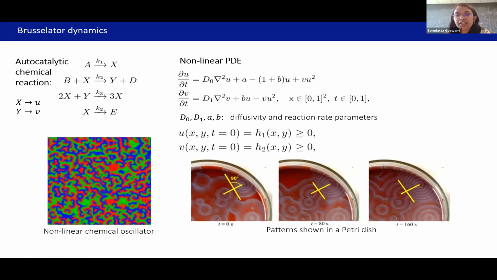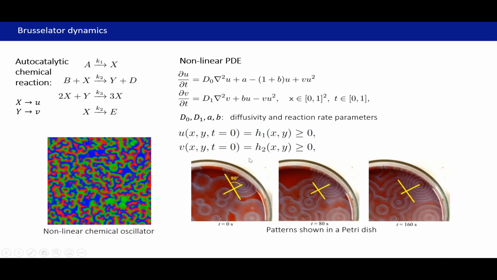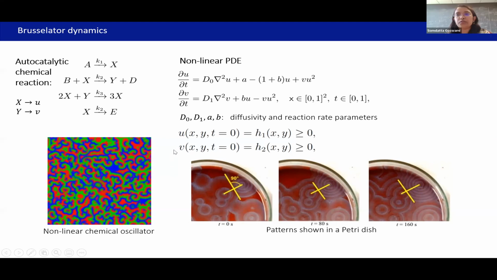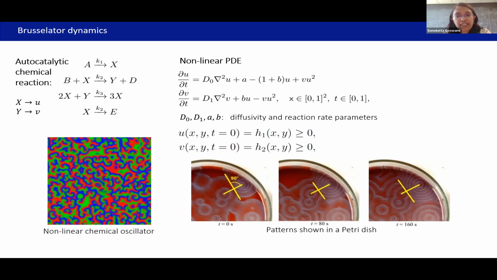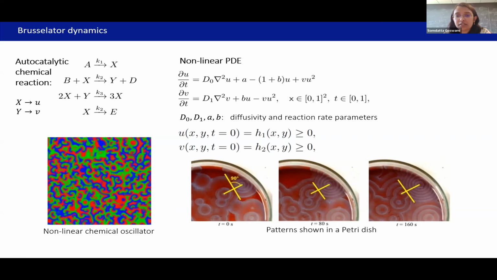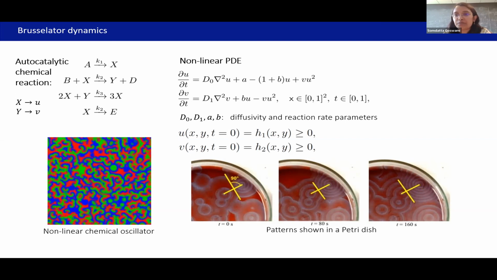Okay. And also, here we aim to learn the mapping of h2 to its initial condition of v. But we consider that u is a constant, and D0 and D1 are taken as 1 and 0.5 respectively, and h1 is considered to be 1.